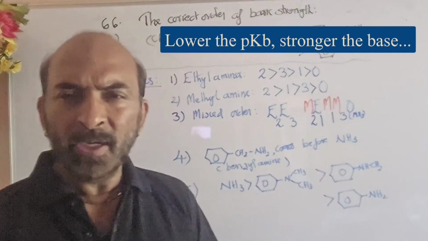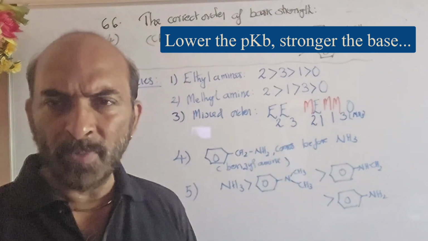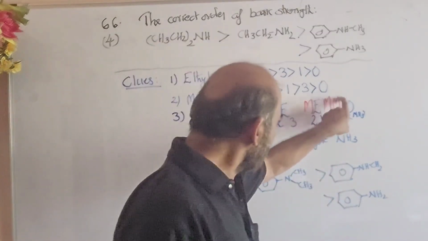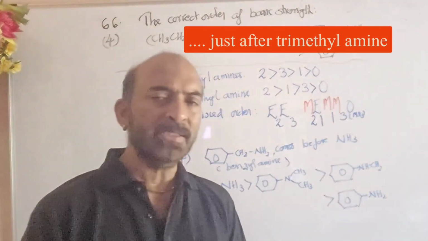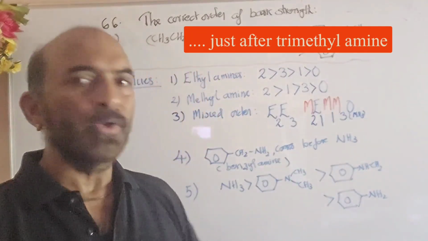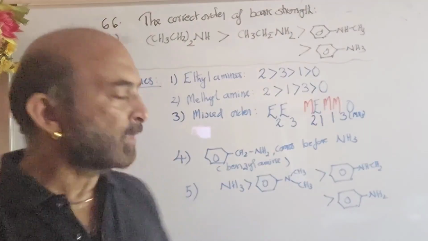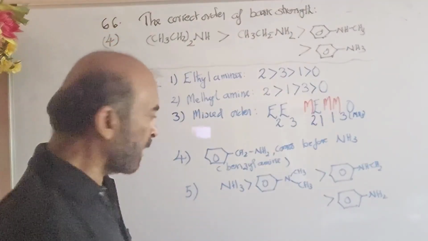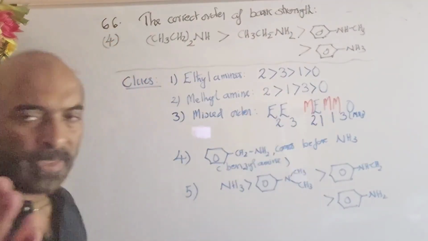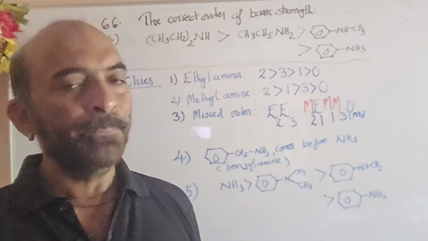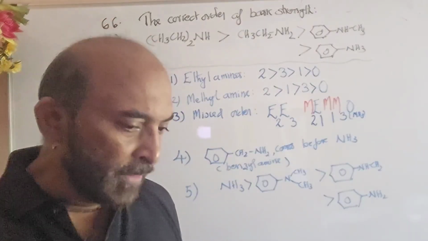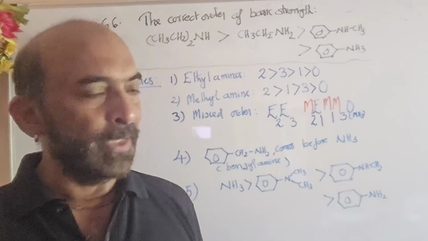You don't have to memorize all the values. This trick you have to memorize. So benzylamine comes just after methylamine, followed by ammonia. Now the three remaining in the chart are aniline, N-methylaniline, and N,N-dimethylaniline.